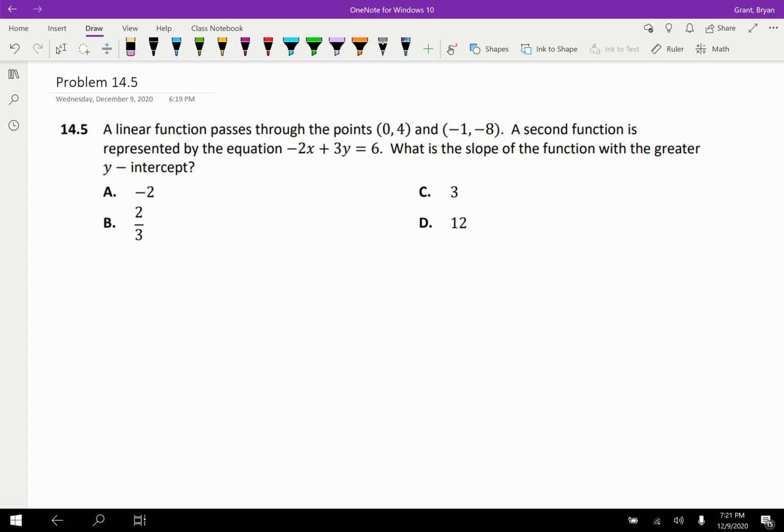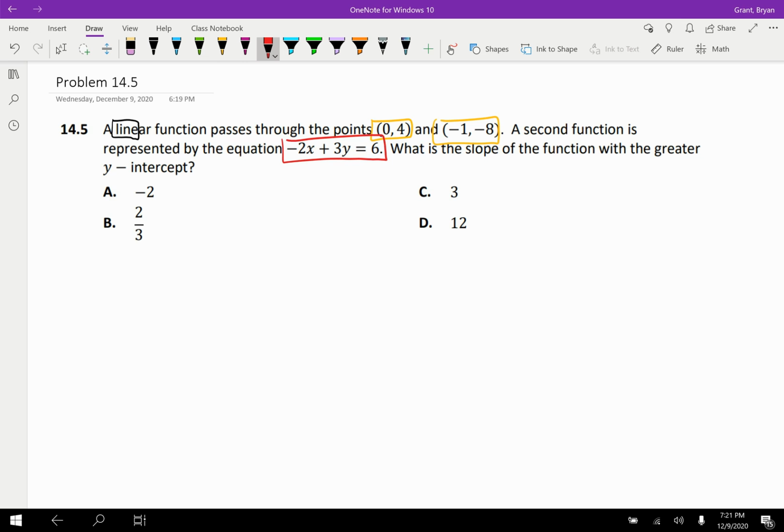We have a linear function, and of course the word hiding in linear is line, not ear, though ear is there. A line passes through the points (0, 4) and (-1, -8). And actually let's do this in colors. So we have a line that passes through these 2 points. And then we have a second function, and that's also going to be a linear function. We can see it in standard or almost standard form over here.